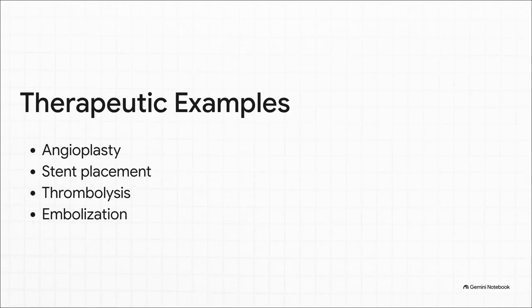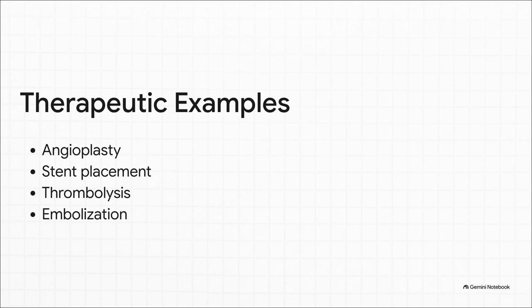Let's break down some prime examples of therapeutic execution so you know exactly what active repair looks like when you're reading a report. If there's a severe narrowing in a vessel, the physician might perform an angioplasty, utilizing a tiny inflatable balloon to forcefully dilate the artery walls. They might follow that directly with a stent placement, where they deploy a tiny wire mesh tube to keep that vessel permanently propped open and restore healthy circulation.